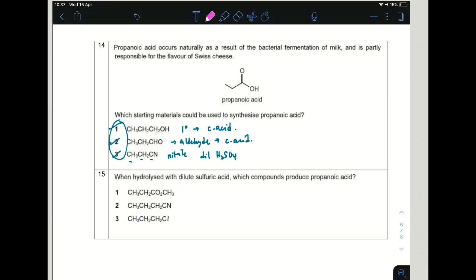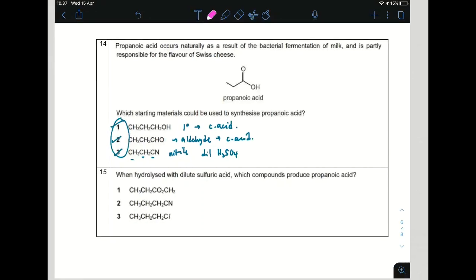Number 15: when hydrolyzed with dilute sulfuric acid, which compound produces propanoic acid? Let's look at it. When you hydrolyze with dilute sulfuric acid, this is going to be CH3CH2C double bond O, O, CH3.